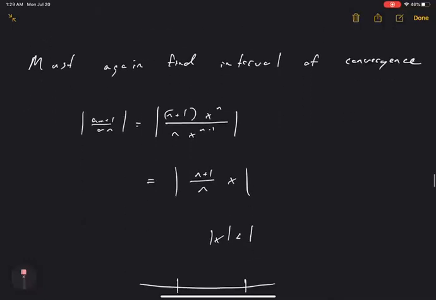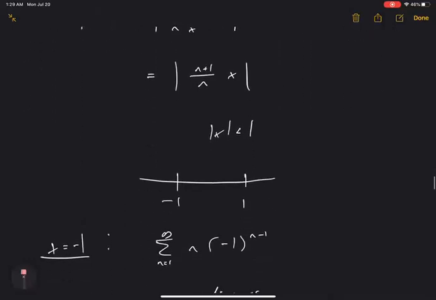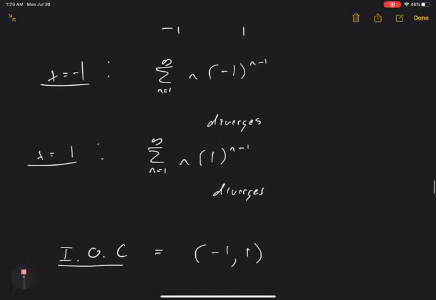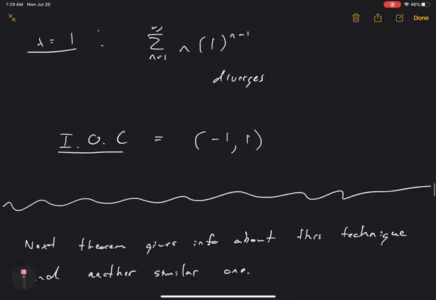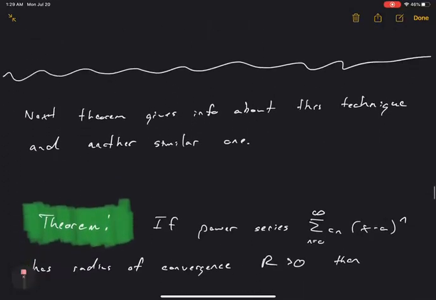So this is my work for finding the interval of convergence, and it ends up being negative 1 to 1, just with parentheses again. Try that on your own as well. All right, so that's kind of a little example of where we're going with this.